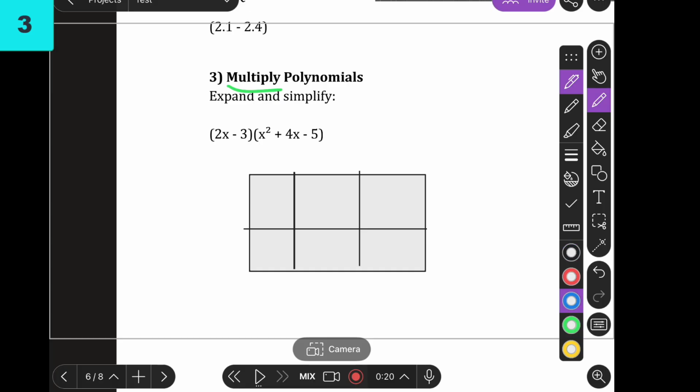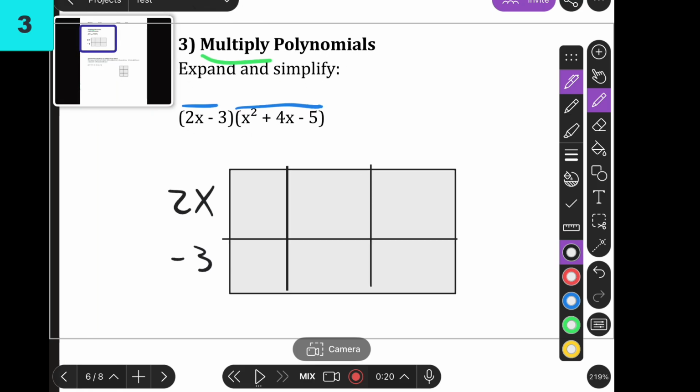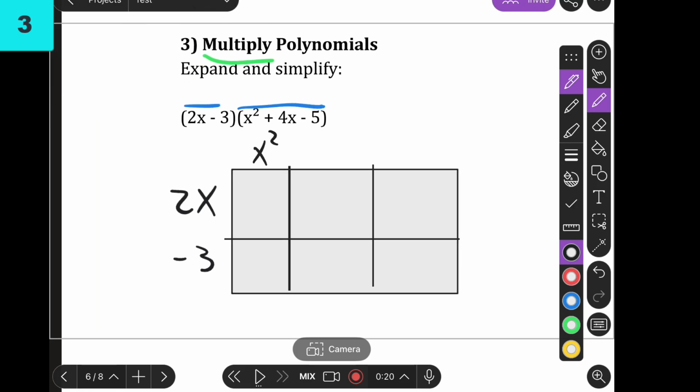In this case, I'm going to set up my 3x2 box because I'm multiplying a binomial with a trinomial. So I'm going to write down 2x minus 3 on one side, and I'm going to write down the next term, x squared plus 4x minus 5. Inside here is the result of multiplying the sides.